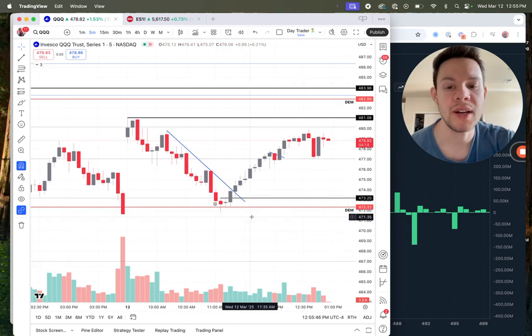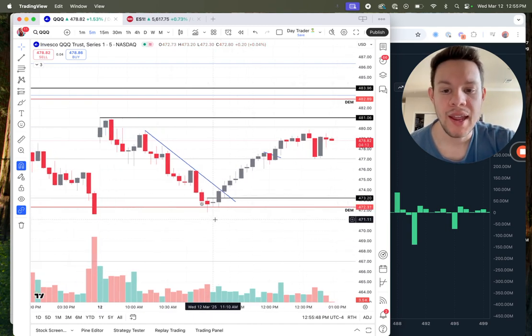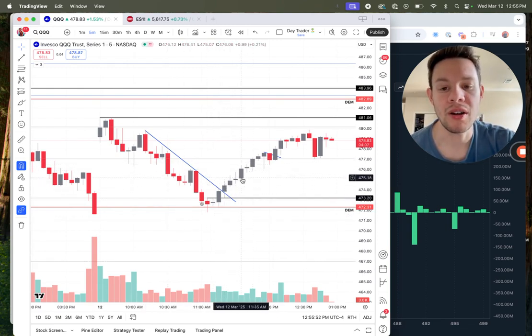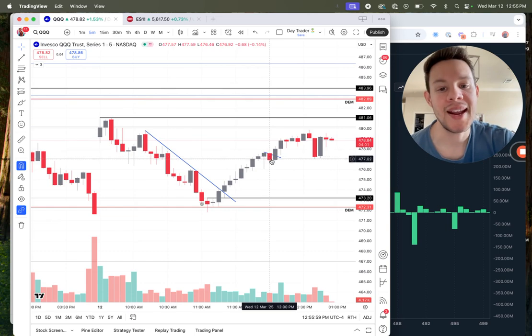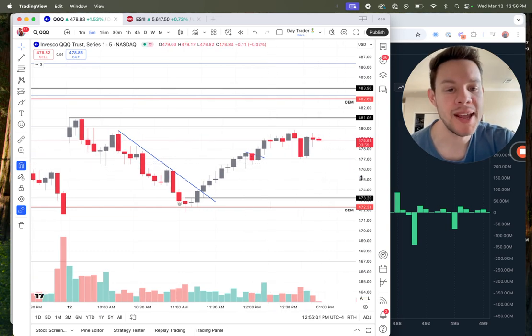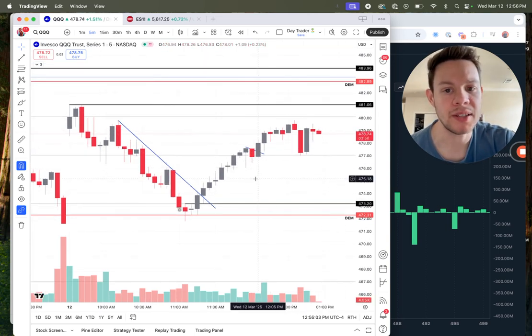I said 473.20. If we can get above that, and if buyers start to step in, then I'm going to take my opportunity to go long. And so we went all the way pretty much around 477 to hit that 120% return. And at this drop off right here, I got stopped out with a 90% trailing stop loss.